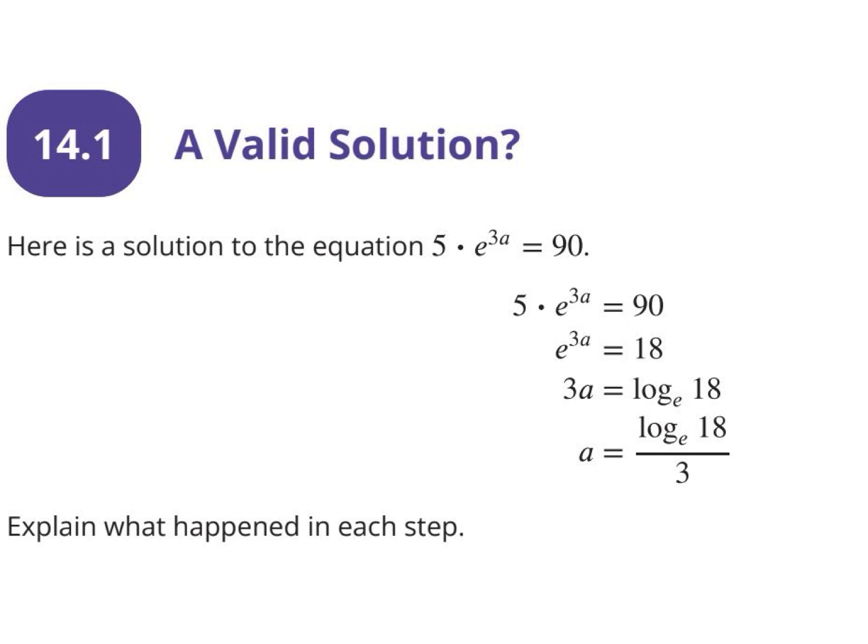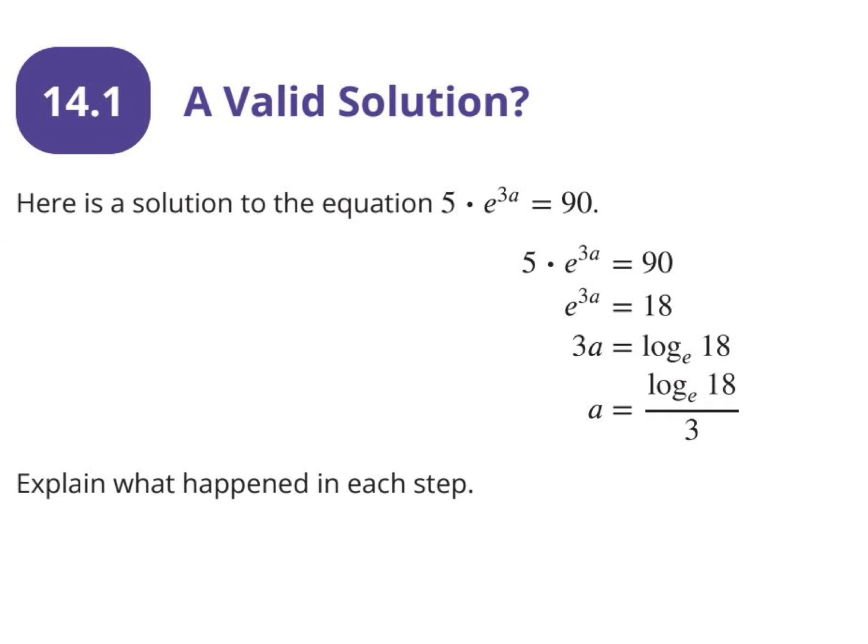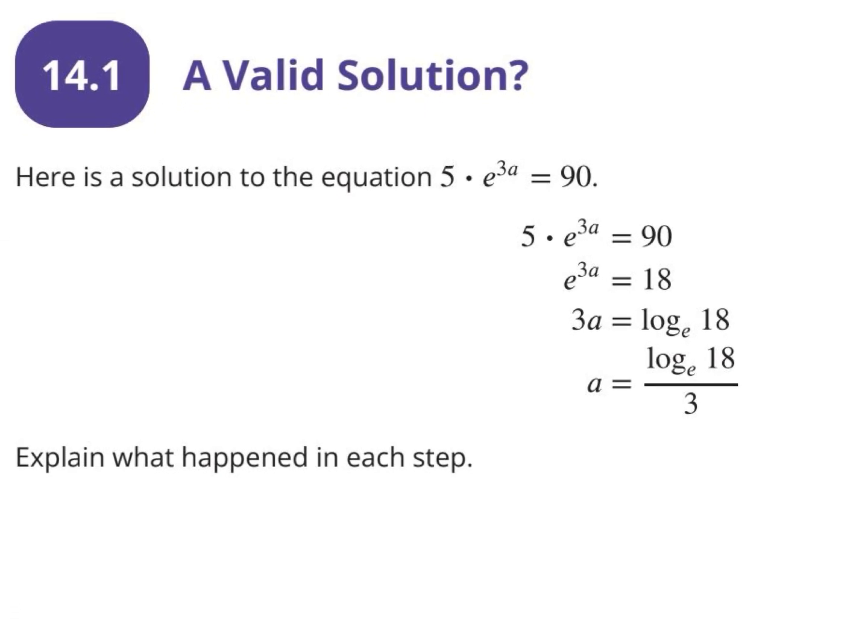So 5 equals e to the 3a. So we divide by 5 on both sides. I'm sorry if you keep forgetting to do that. You divide by 5 in the first step. 90 divided by 5 is 18.